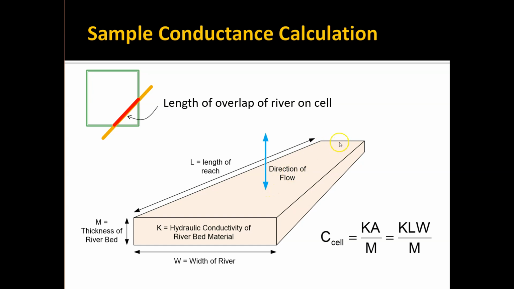And so to calculate the conductance, we take the hydraulic conductivity of the riverbed material and we multiply it by the cross-sectional area of flow. Well, in this case, since the water is flowing vertically, the cross-sectional area of flow is the length of the reach times the width of the reach. So this A becomes L times W. And then the length of flow is the vertical thickness of these riverbed materials, which we've designated as M. So for this particular case, the cell conductance would be calculated as K L W divided by M.